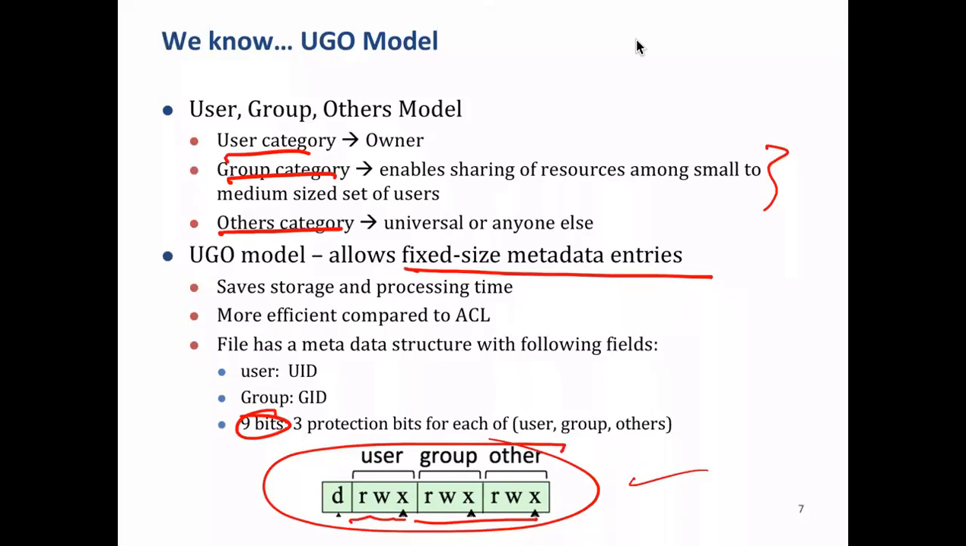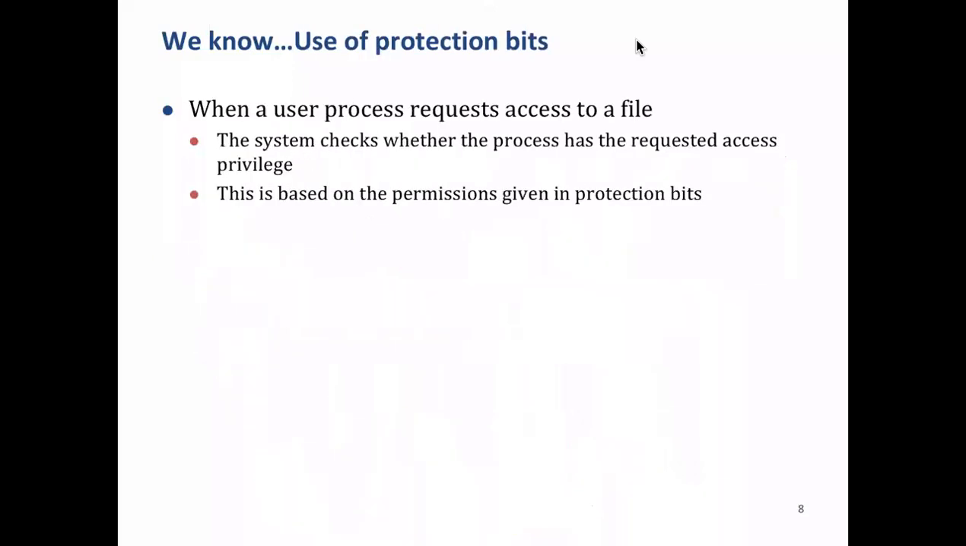Okay, just recall, what is this D bit? Anyone? Directory. It is a directory, right? So if the bit is 1, it means directory, and if 0, then it is a file. Okay, all right, simple so far, right?